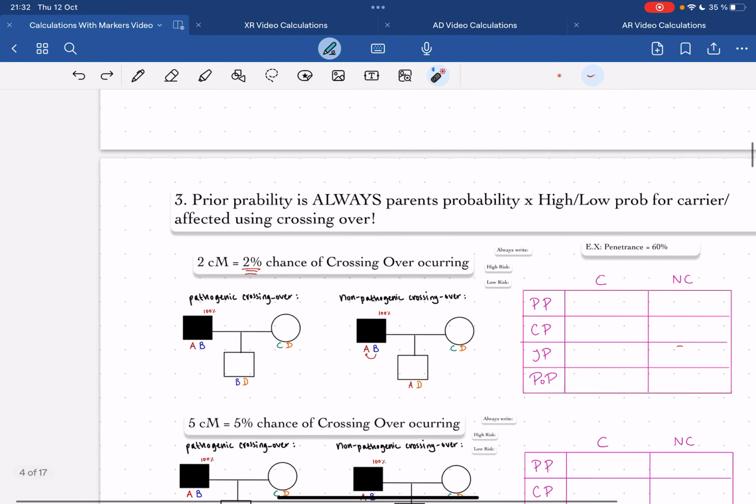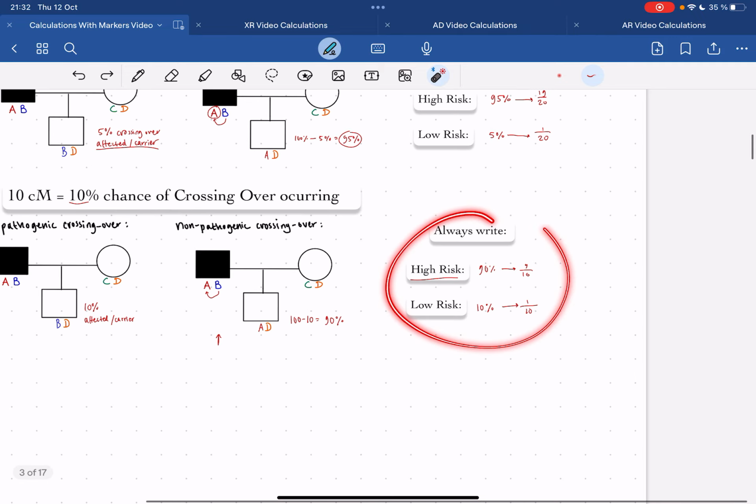Number 3, prior probability is always the parents' probability times the high or low probability for carrier. So what we did up here with the centimorgans.